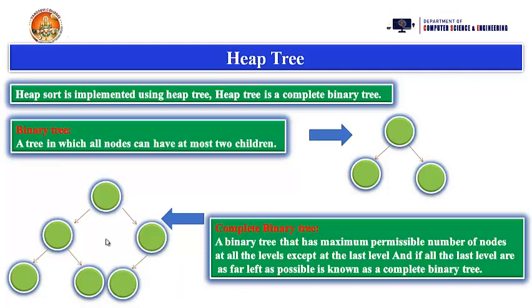So this is called a complete binary tree. So always we first fill the data from left to right. Then the tree is called a complete binary tree.